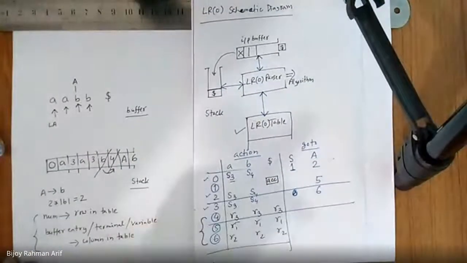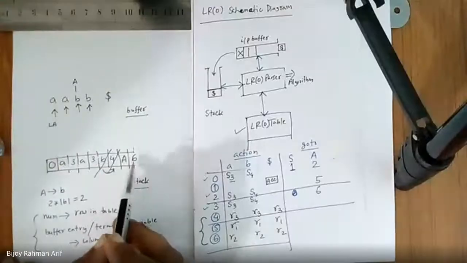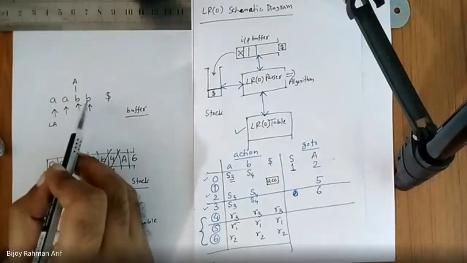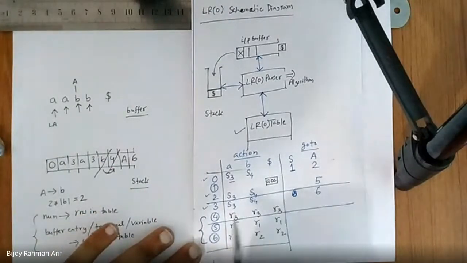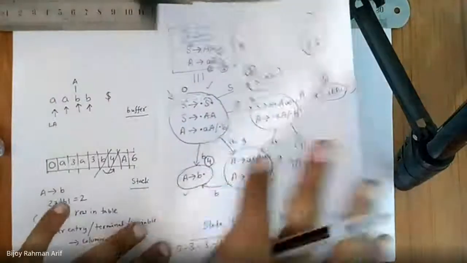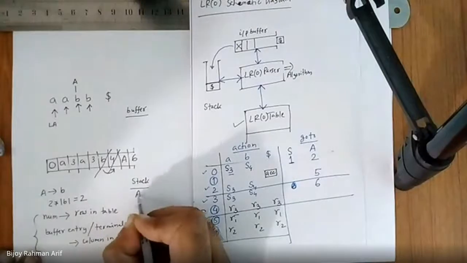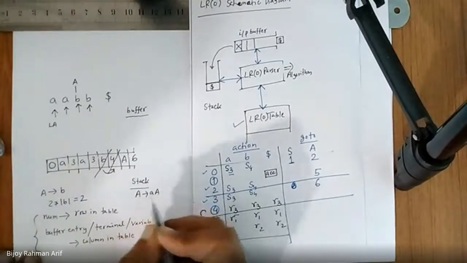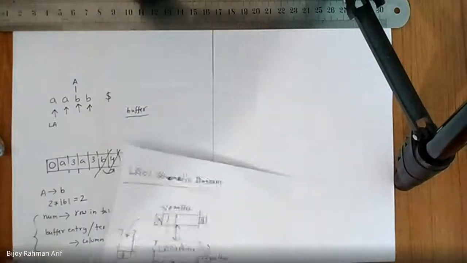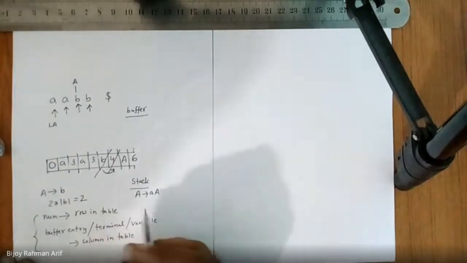No problem. Now, what is my look ahead now? B. Now state is 6. 6 seeing B, what are you going to do? 6 seeing B, again reduce using rule number 2. So what is rule number 2? Rule number 2 is nothing but A derives small a, capital A.